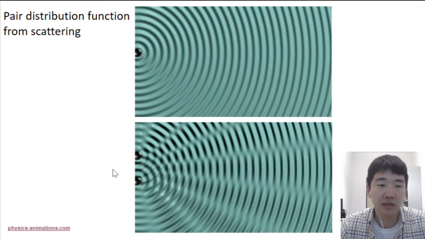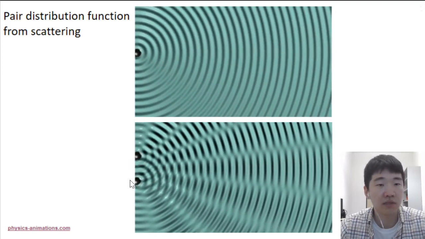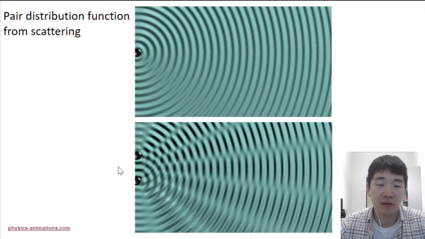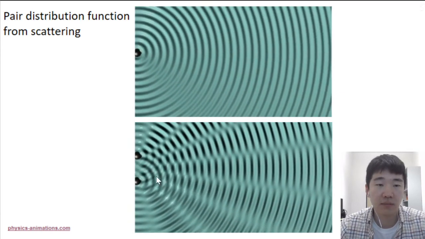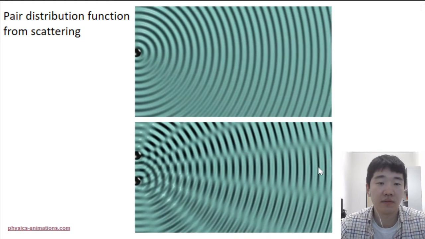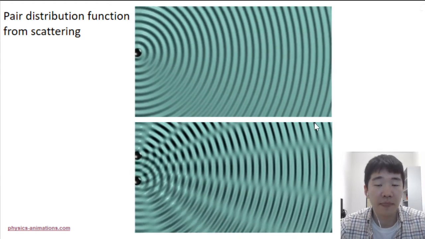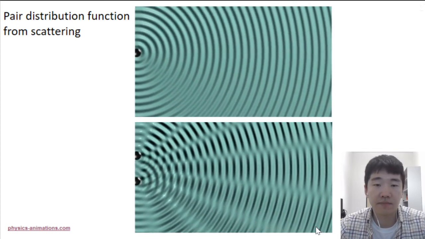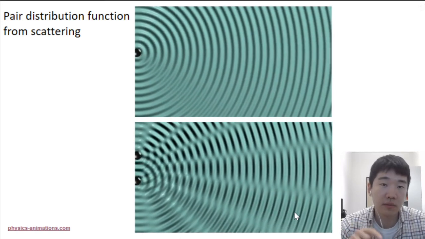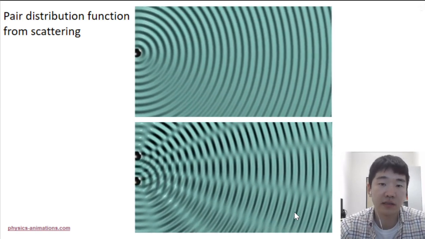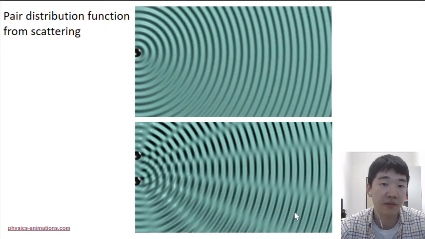But in case there are pairs, another atom or more than two atoms there, then the scattered waves interfere with each other. At some points there is constructive interference, and at some points destructive interference. And if you put a detector there, you probably see the wave pattern, right? Because the probability of observation actually depends on how they interfere with each other.